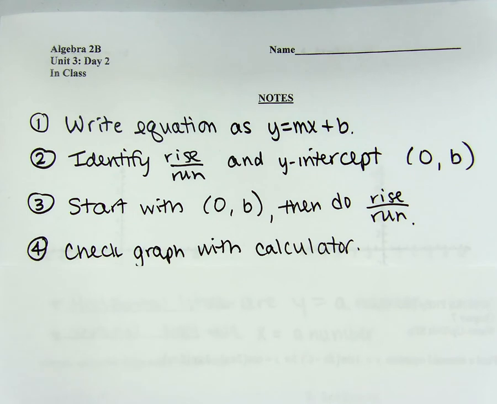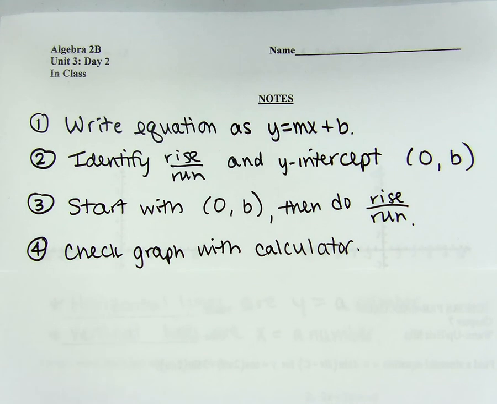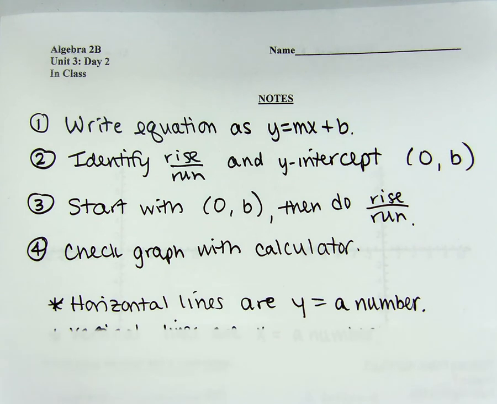When you're done, you can always check the graph with your calculator. So make sure you have your graphing calculator. If you don't have one yet, you need to get one. Don't forget, if you don't have one for class, you can check one out ahead of time in the library. And just a little side note down here: horizontal lines are y equals a number, and vertical lines are x equals a number.